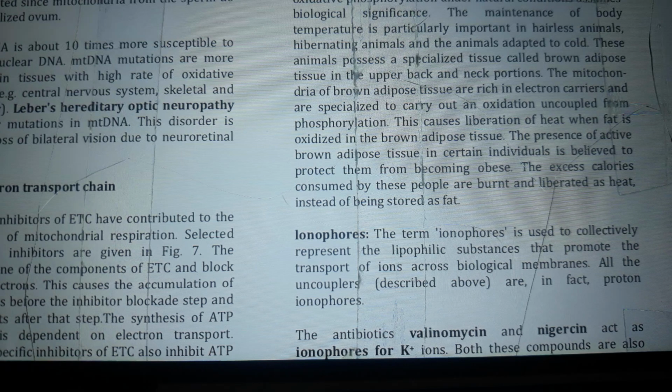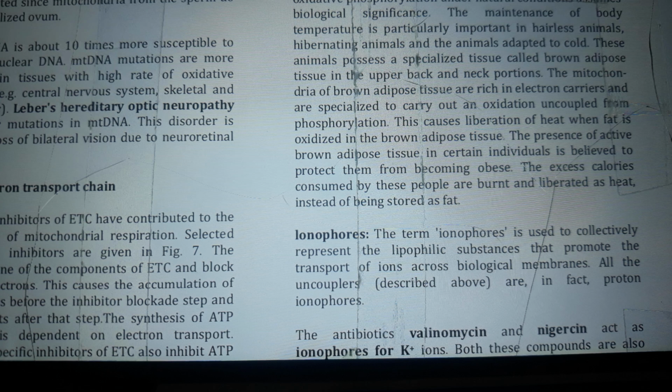Significance of uncoupling. Uncoupling of respiration from oxidative phosphorylation under natural conditions assumes biological significance. The maintenance of body temperature is particularly important in hairless animals, hibernating animals, and animals adapted to cold. These animals possess a specialized tissue called brown adipose tissue in the upper back and neck portions. The mitochondria of brown adipose tissue are rich in electron carriers and are specialized to carry out an oxidation which is uncoupled from phosphorylation.